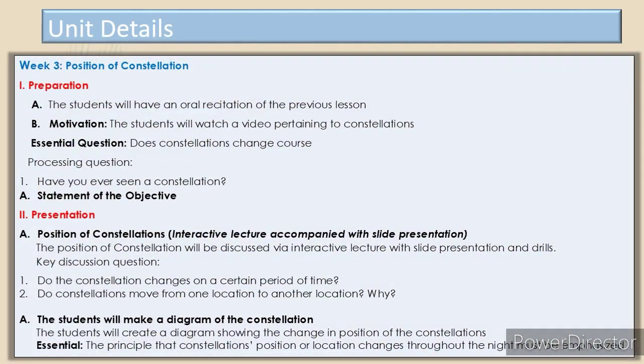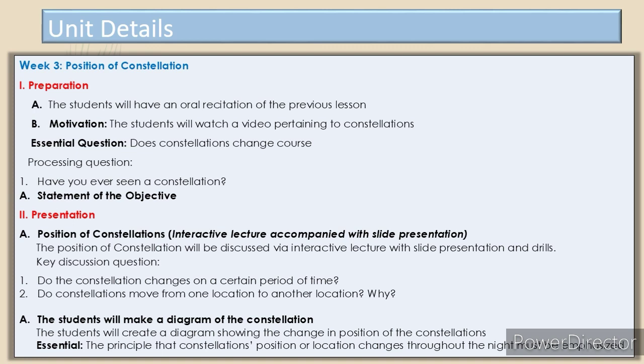Week 3, we now have the position of constellations. The students will have an oral recitation of the previous lesson. Then the students will watch a video pertaining to constellations. The essential question would be: do constellations change course?